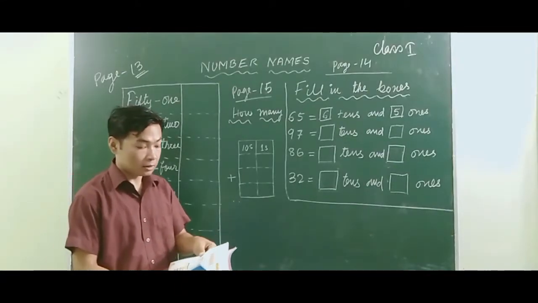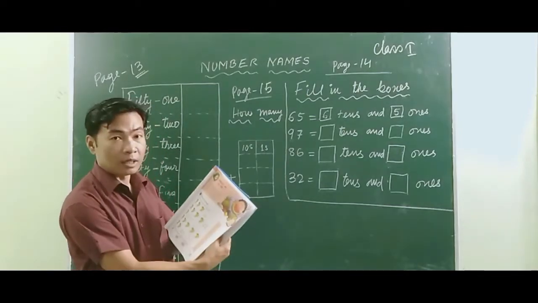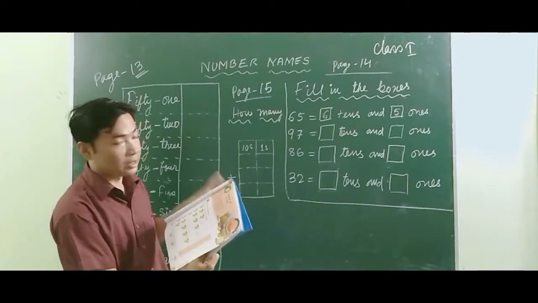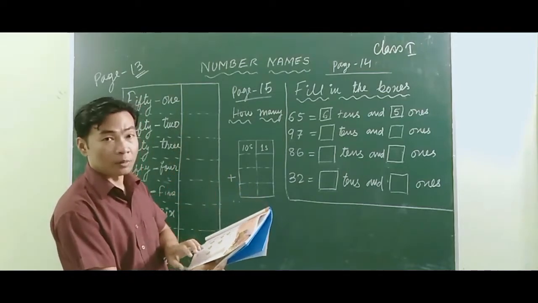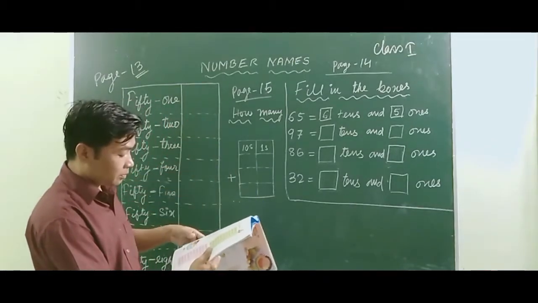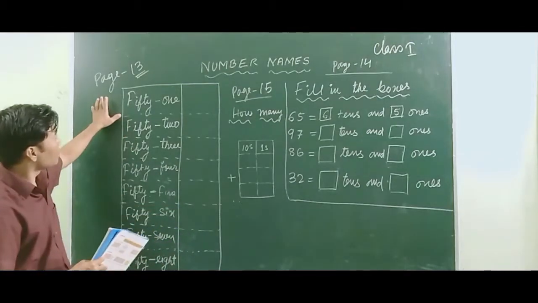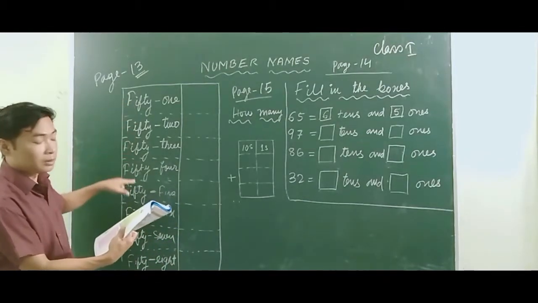We have started part 2 of arithmetic, numbers up to 100. So we'll continue with the same chapter. This is the next topic. The next topic is number names, which is page number 13. If you open the book, you will see page 13, where some names of the numbers have been written.